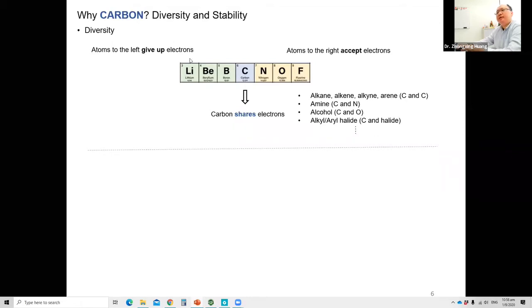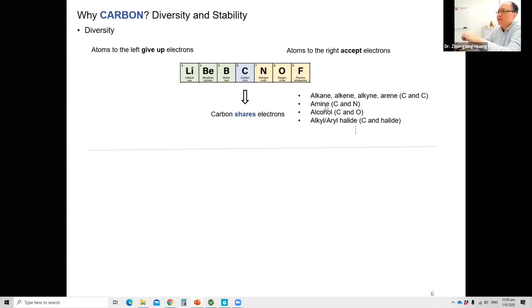Atoms to the left of carbon, like lithium, are prone to give up electrons. You probably know that the lithium ion is very common. The elements to the right of carbon are prone to accept electrons. Fluorine is a very electron-withdrawing element, so it's more stable as a fluoride anion. But carbon is different. Carbon is in the middle, and that makes it a really friendly atom. It shares electrons with nitrogen, with oxygen, and with fluorine, so you have different functional groups based on the sharing power of carbon.